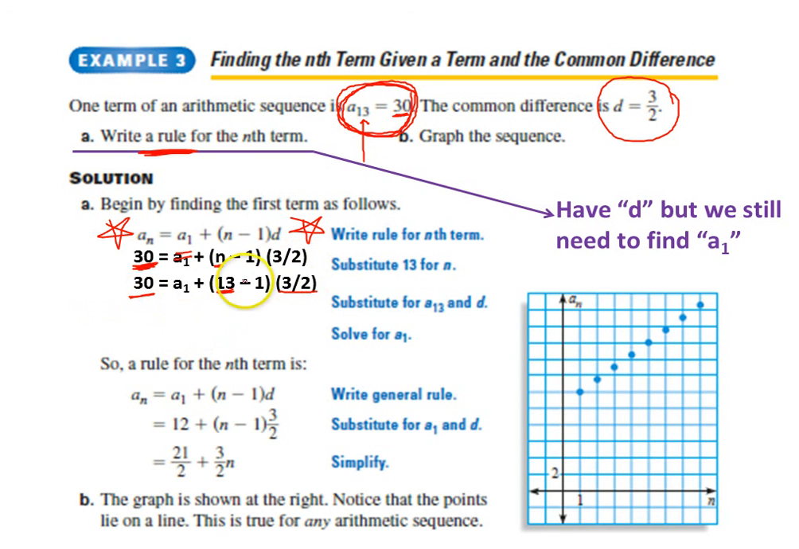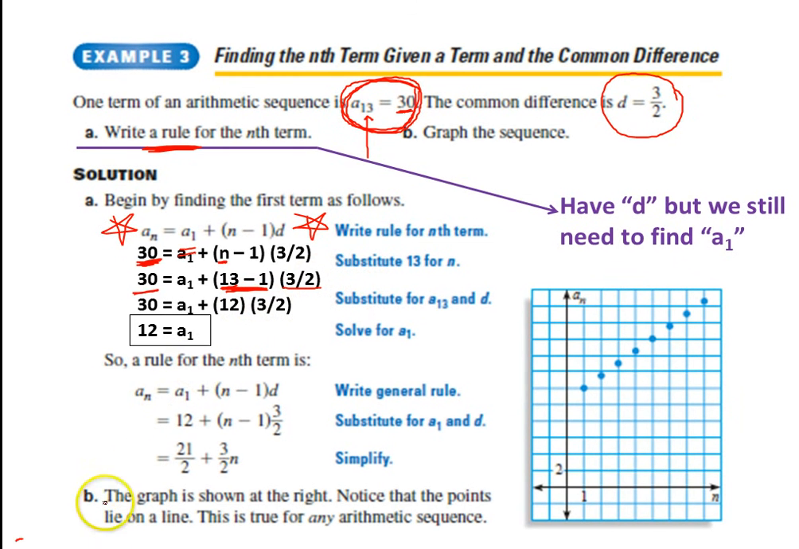Okay, so pull in, or you don't have to pull in. Go ahead and start with your parentheses. 13 minus 1 is 12. And then multiply. 12 times 3/2 is 18, and then subtract that 18. 30 minus 18 is where we get our 12.